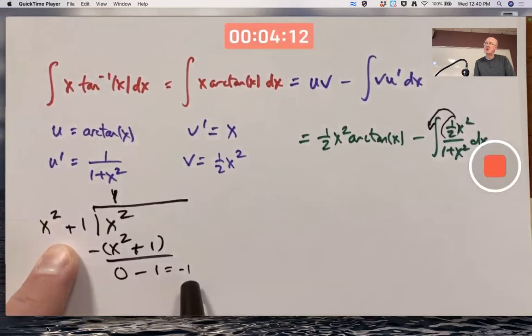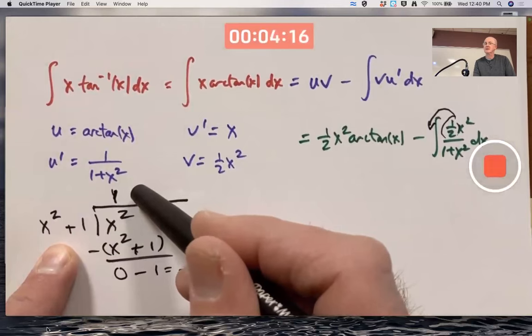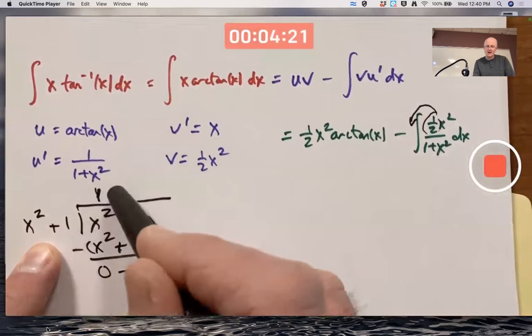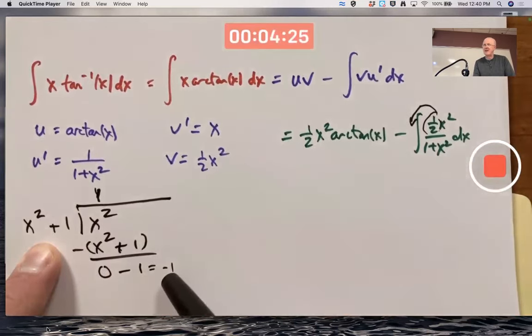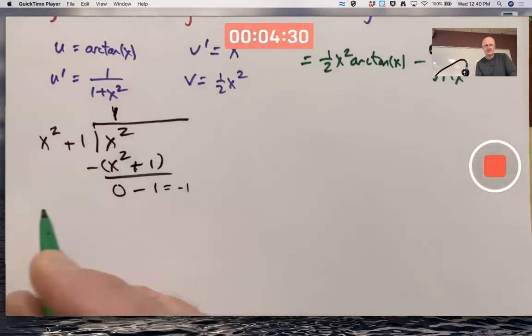That is the remainder from the division, and the 1 up there is the quotient. In other words, I can say x squared over 1 plus x squared: the quotient is 1, with a remainder of -1. What does that mean? Think about it with numbers. This is just a side calculation.